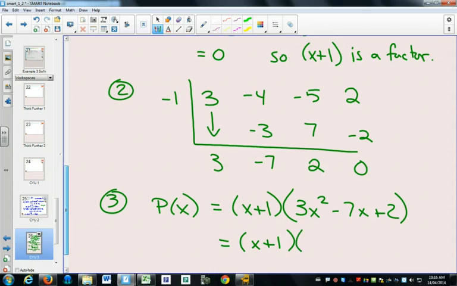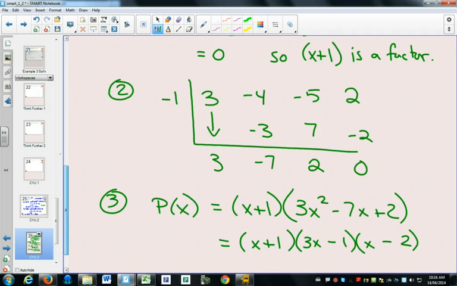Now we have a trinomial here. To get 3x squared has to be 3x and x. To get a 2, it's going to be 1 and 2, but I need to get a 7, so I'm going to put the 2 here so it gets the outside of 6. And 1, that will make 7. If they're both negative, I'll get my negative 7, and I'll get a positive 2 at the end. And now it's factored completely.